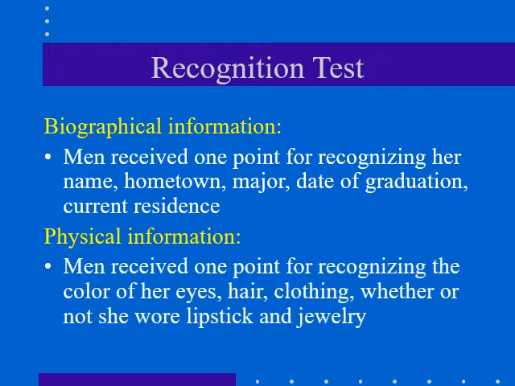For physical information, men received 1 point for recognizing the color of her eyes, the color of her hair, her clothing, and whether or not she wore lipstick and jewelry. And I'll just say now, because I forgot to say earlier, that our female Confederates were all dressed in what you might call business casual, kind of a sweater and a skirt. They all wore flat shoes. They wore beige nylons. Nobody had on high heels, and they wore absolutely no makeup and no fingernail polish whatsoever.